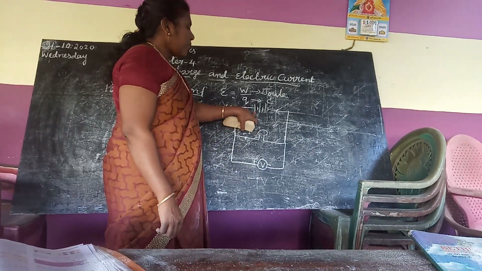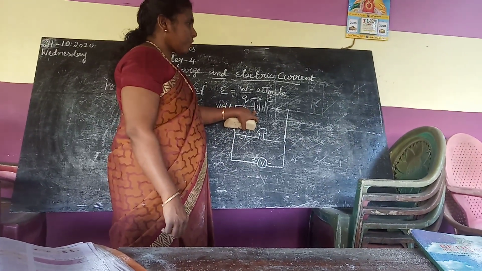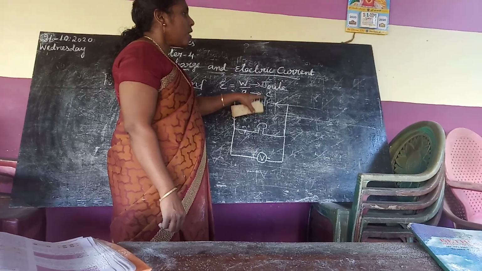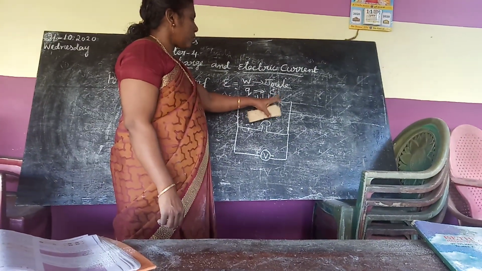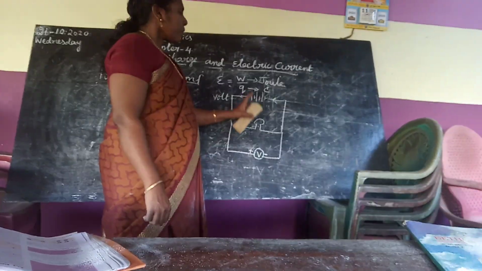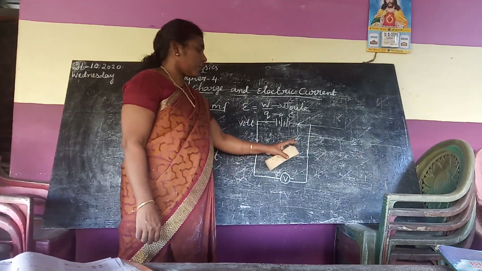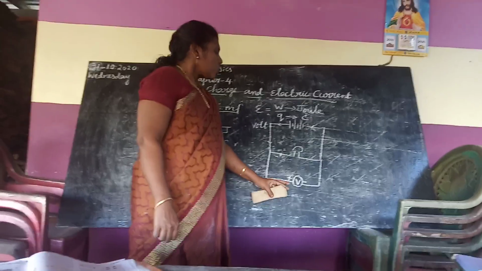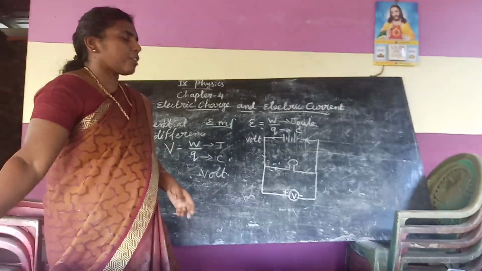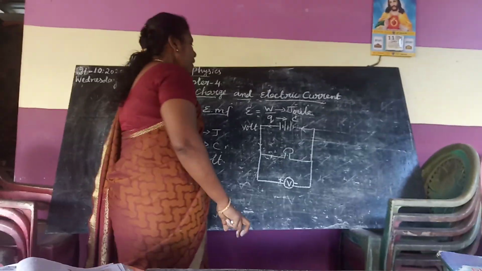Now, what is the use of the battery? Here there is a flow of charges because of some force, and some work is done in this circuit. Then only this bulb will glow. So what is the use of the voltmeter? To measure the potential difference.